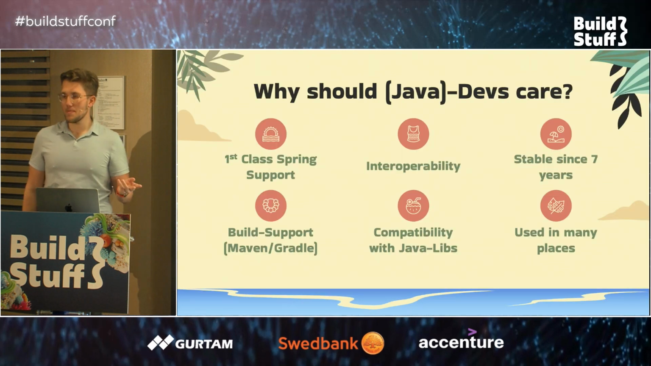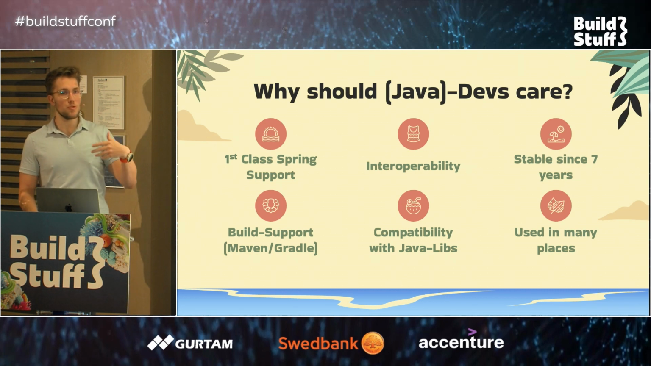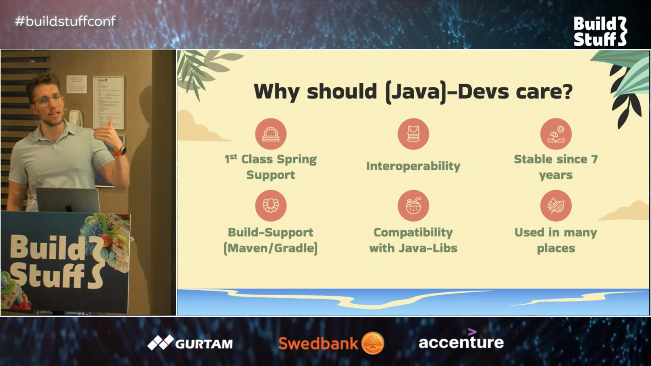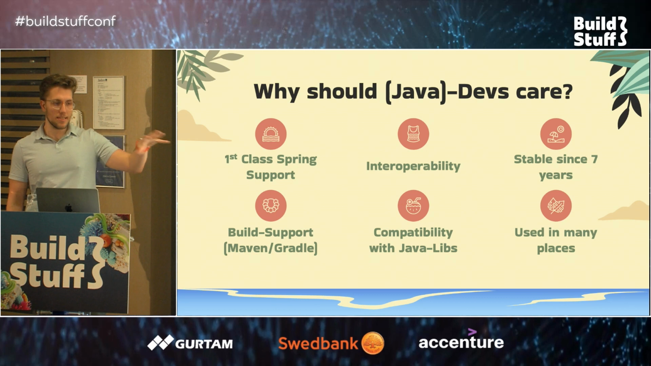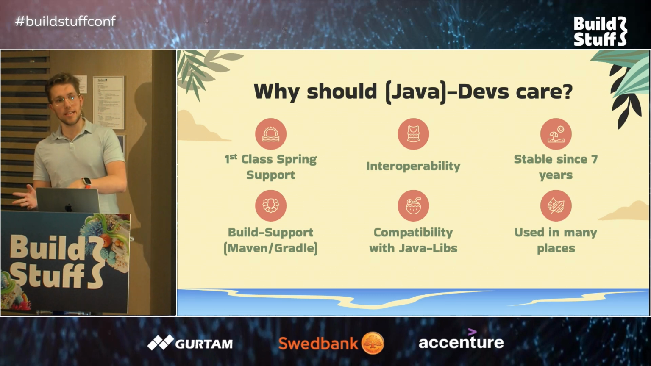But why should you care, basically? First, you have first-class Spring support. So if you go to the Spring.io website and you want to create a new project, you can just click and say I want to use Kotlin as a programming language. So it's not a niche, they really try to push Kotlin even in the Spring environment, and they have features which are only available in Kotlin.